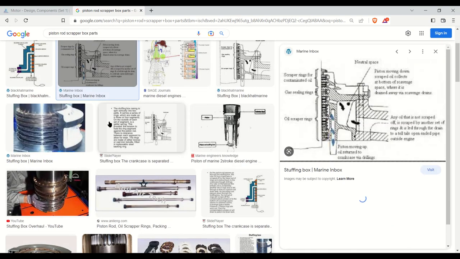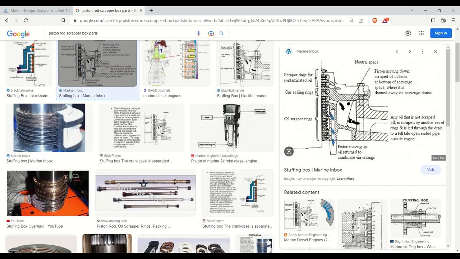This is one of the correct images describing the scraper box. Scraper rings: you can see there are a number of rings, scraper rings for contaminated oil, gas sealing ring, and then the last oil scraper rings is here. And you can see from this path the accumulated oil is passing.